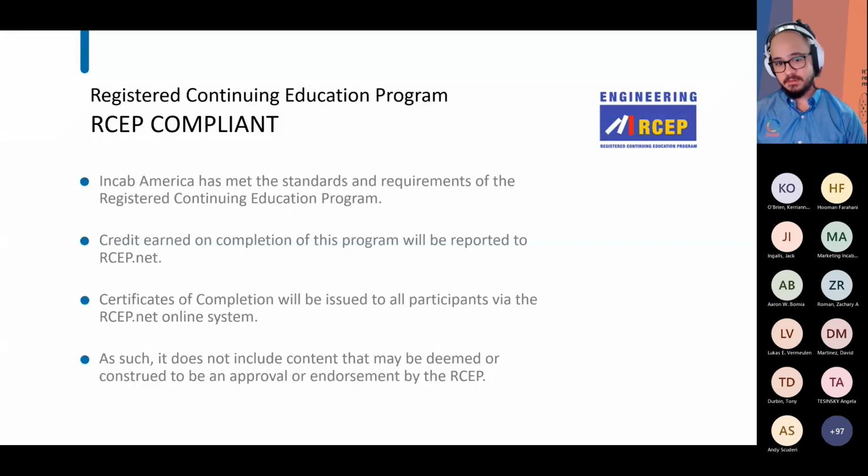There is a little bit of disclaimer. This does not include content that may be deemed as an approval or an endorsement by the RCEP. It just means that we've met all the requirements.